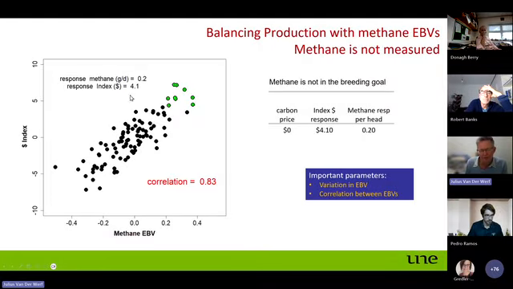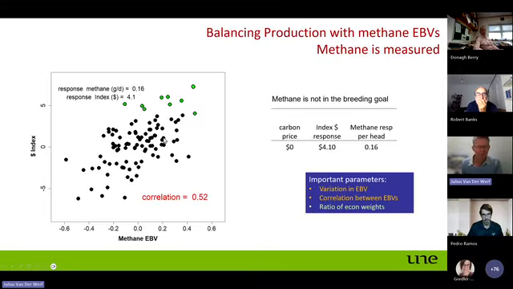The variance covariance is really the ellipse that you can imagine around here that determines where you could go. And then where you want to go depends on what you find important. So that's the economics of it. The variation in EBV and the correlation between EBVs determines the shape of that curve. So if you did measure methane, you would have a lower correlation between methane and the index.